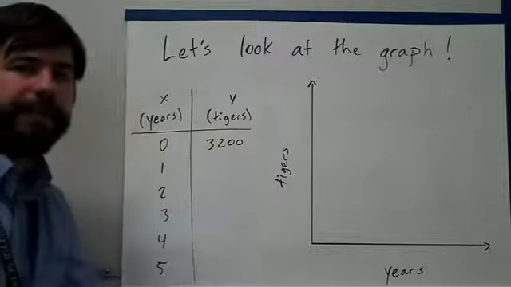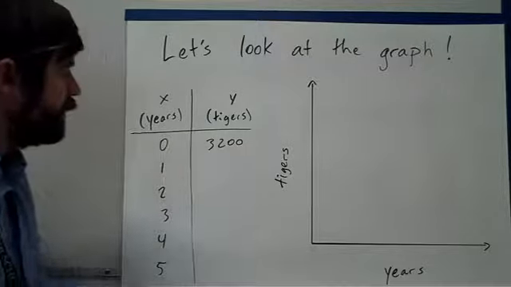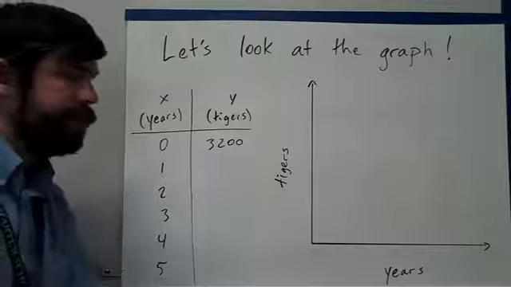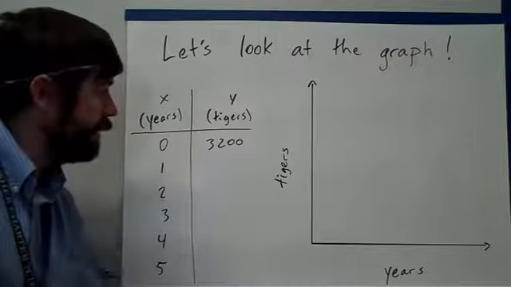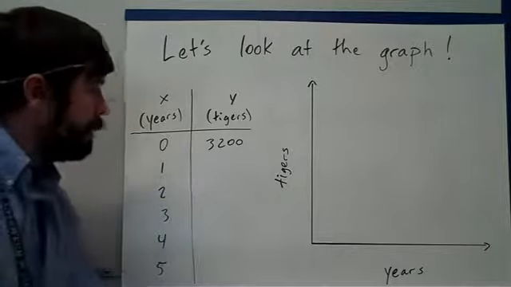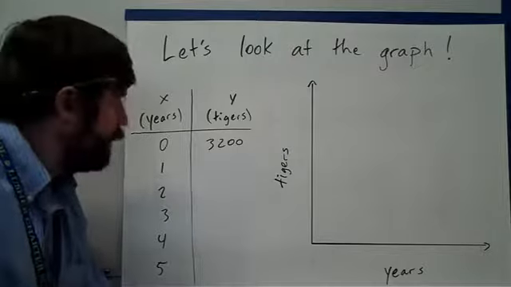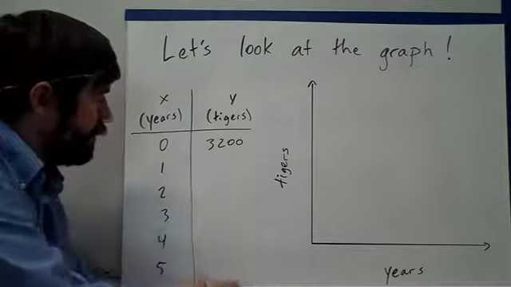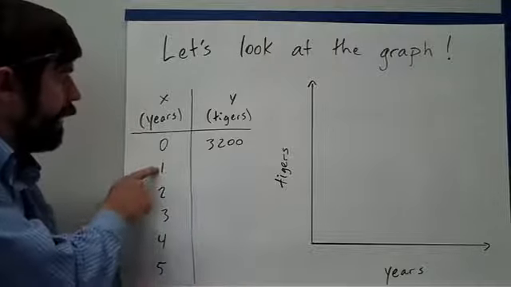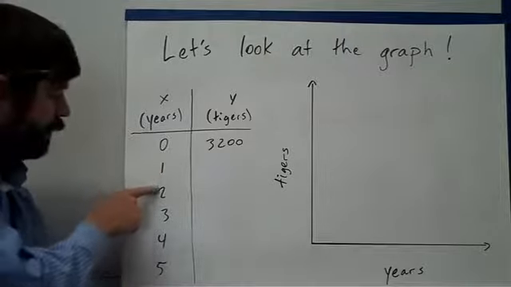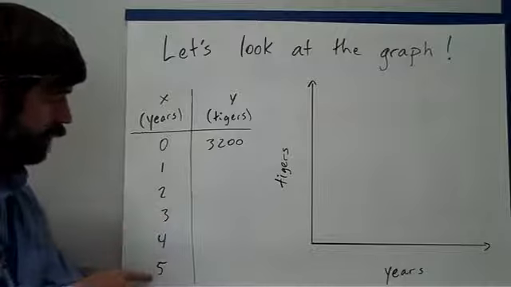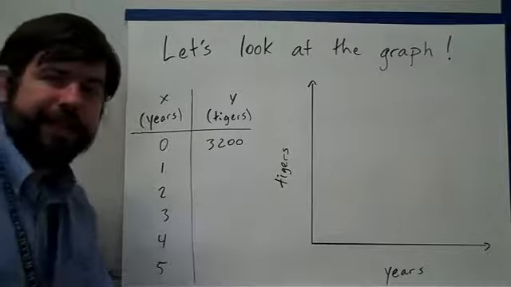We want to analyze the graph. Okay, so first thing is I want you to pause the video for a second here, copy this down on graph paper if you have it, and then fill in the rest of the chart. Go ahead and figure out how many tigers there'll be after 1 year, 2 years, 3 years, 4 years, and 5 years, and plot that data on the graph.